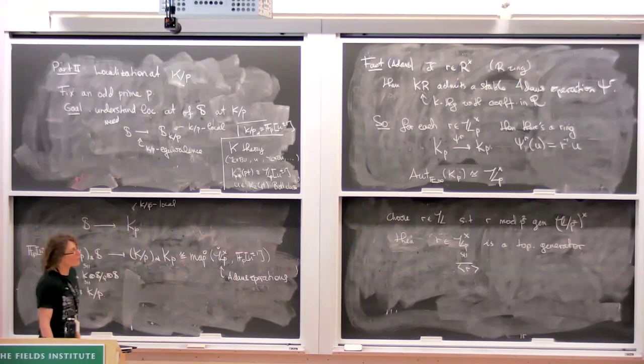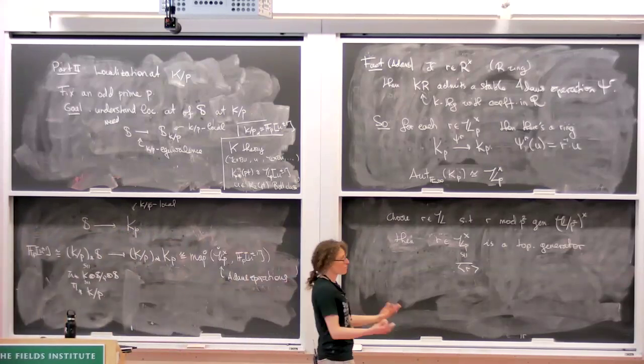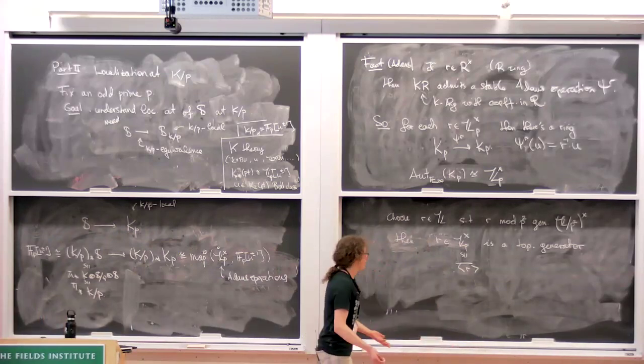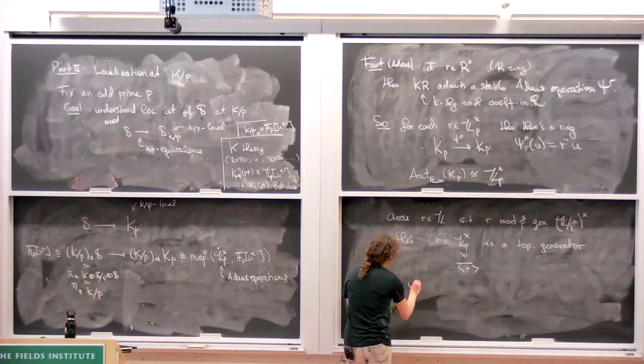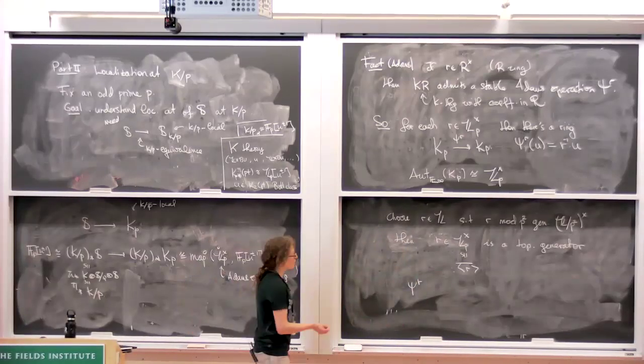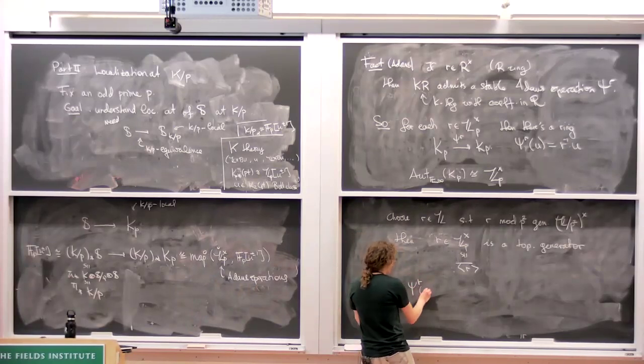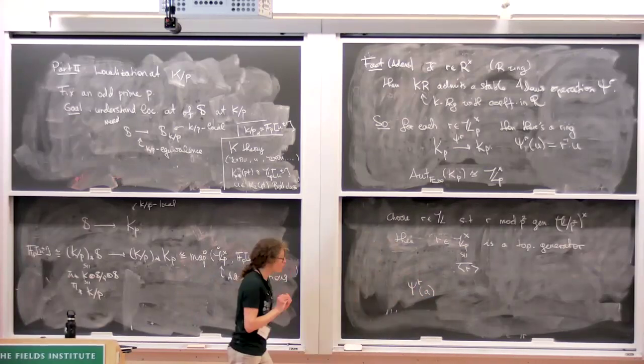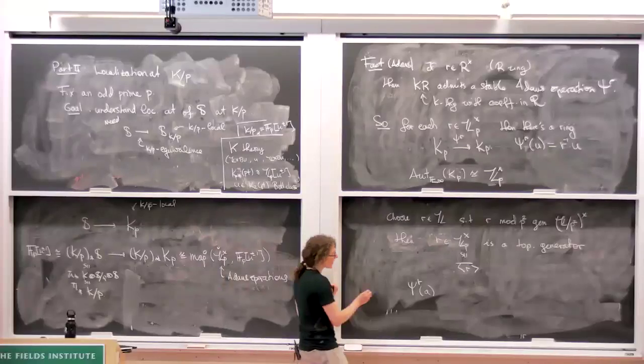Now, how do I take the fixed points for a group action? Well, r is going to act on K-theory by the Adams operation. So how do I take the fixed points? Let's just think about how it would work in algebra. What does it mean for a to be fixed?